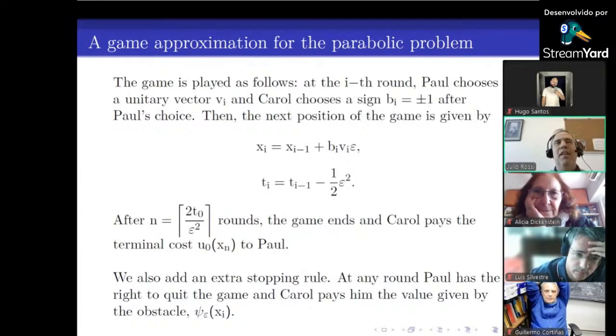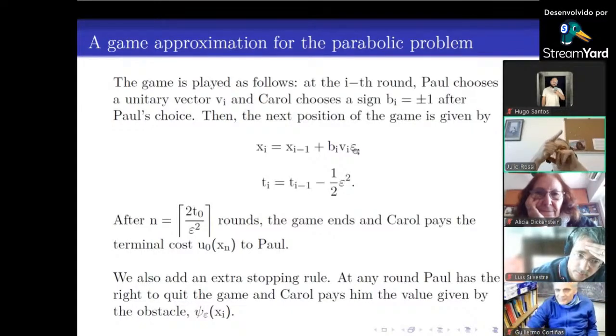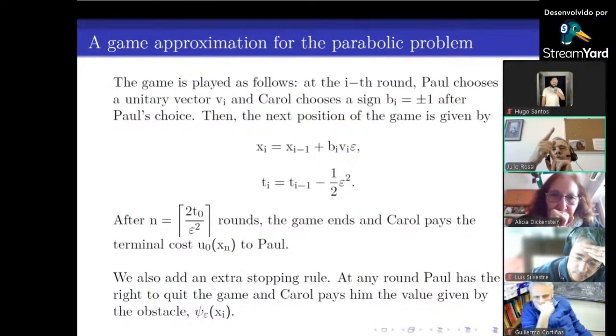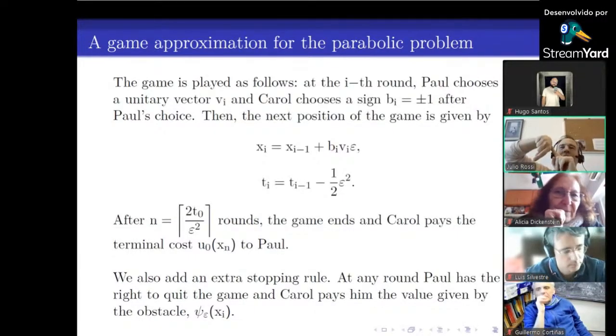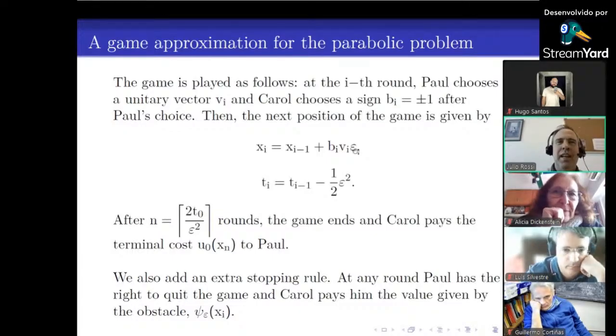And Carol, the second player, chooses a sign, that is, chooses plus or minus 1. And the next position of the game is the previous position, plus or minus, and this plus or minus depends on Carol's choice, times the direction that is Paul's choice, times the step size that is epsilon. So Paul chooses a vector. Now Carol chooses to go in this direction or in the opposite one. So she can choose to reverse the direction that Paul chooses. And now you make a step forward or a step backward according to the choices of psi epsilon.